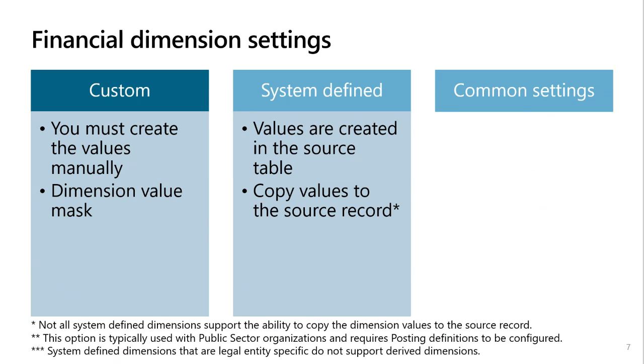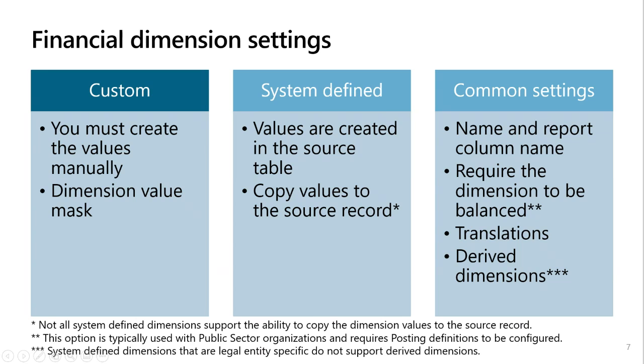For a dimension that is backed by an entity or another source, you can optionally select the checkbox to copy the values to that source record. This option, however, is not available for all entity-backed dimensions. An example where you can copy the value is customers. So when you create a new customer, the customer financial dimension is automatically created and linked to the customer on the Financial Dimensions Fast tab.